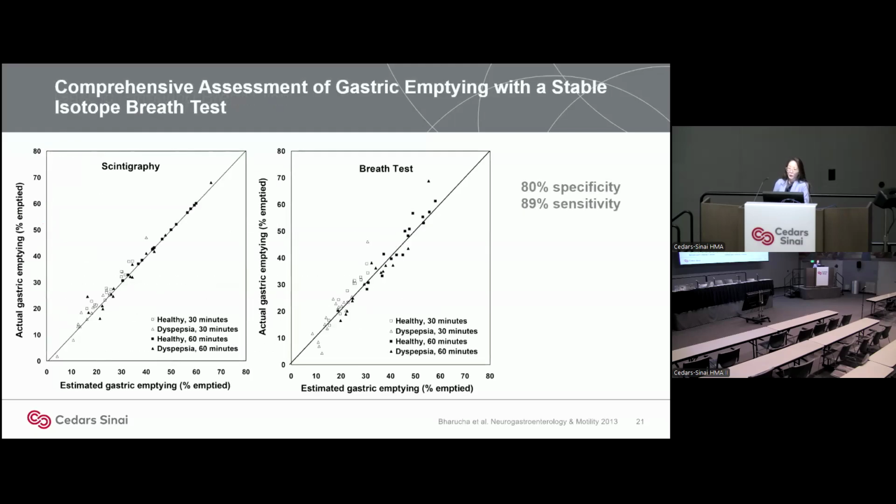If you're thinking, okay, well, how does this compare to the nuclear medicine gastric emptying test? It compares very well. We see that there is 80% specificity, 89% sensitivity compared to the nuclear medicine scintigraphy test.